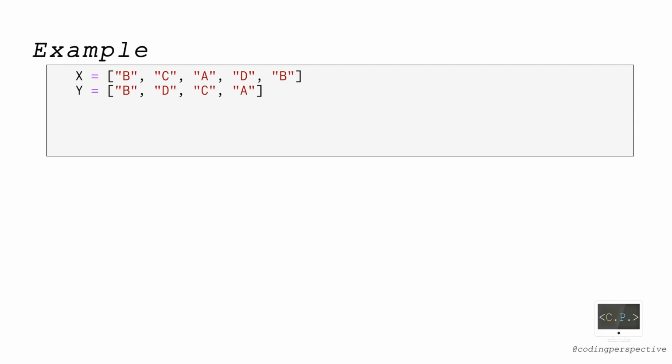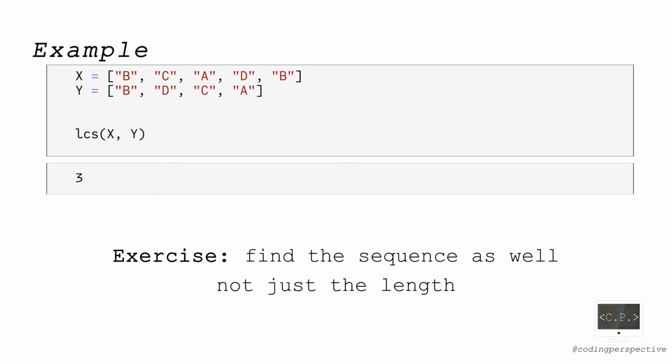To test the algorithm, let's solve the simple example I described at the beginning of this video. This is how we initialize the input values x and y. X is a list with elements B, C, A, D, B, and Y is also a list with elements B, D, C, A. When we run the function with these inputs, we can obtain the length of the longest common subsequence of X and Y. As you see, we cannot obtain this sequence because we didn't keep track of it in the code. I believe that it would be a good exercise to keep track of the longest common subsequence in the code so that you can obtain it at the end.